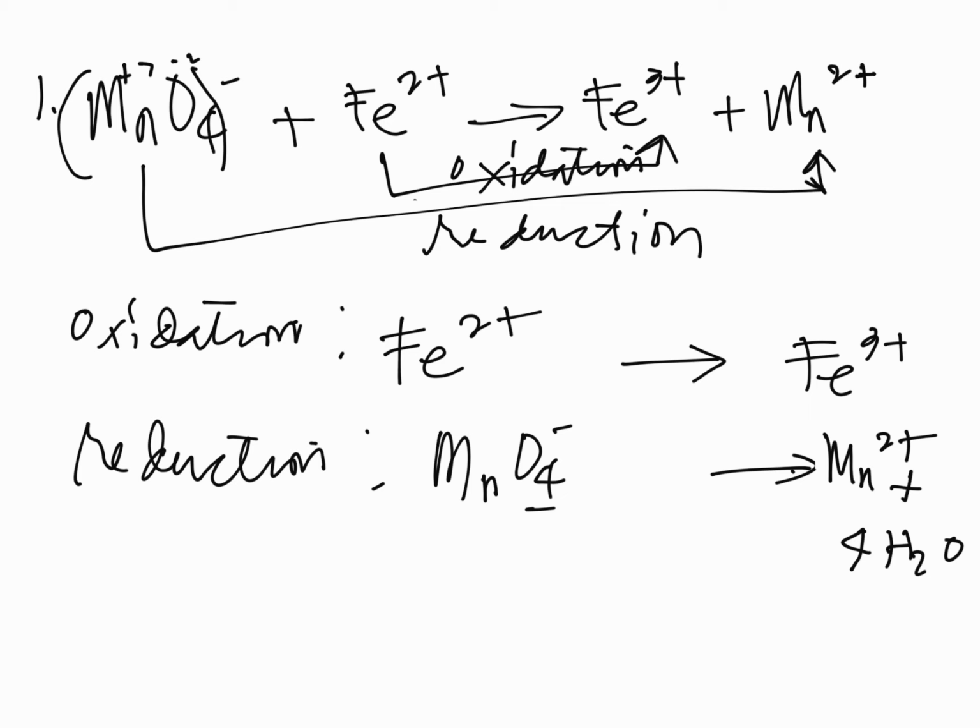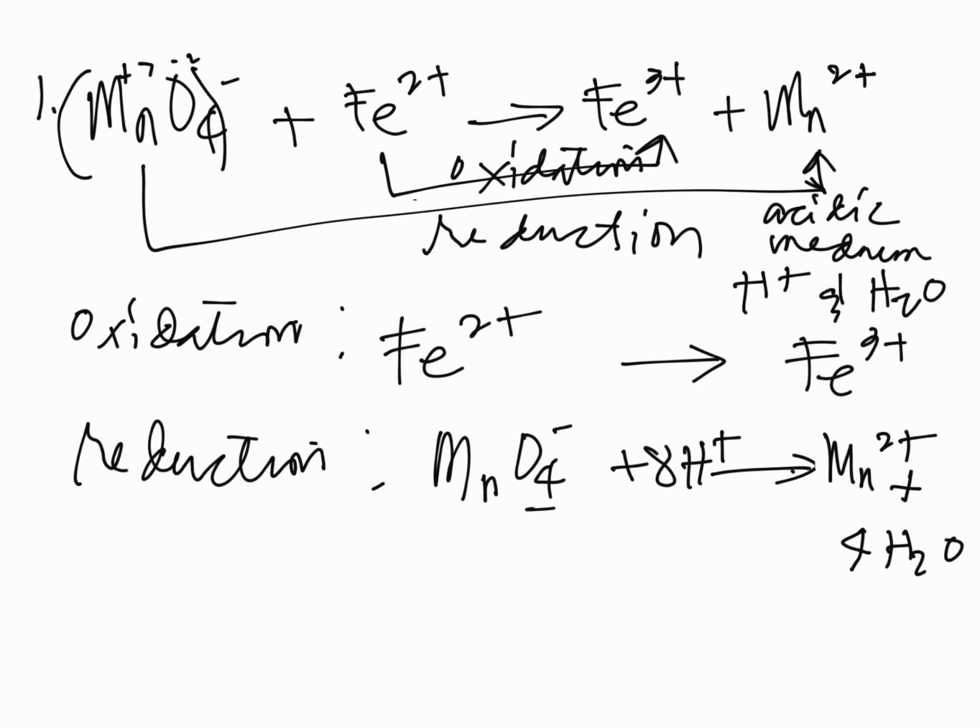Then next, you balance hydrogen. So that's 8 hydrogen, using H plus. For acidic medium, use H plus and H2O. For basic medium, use OH negative and water. So this is your half reactions.